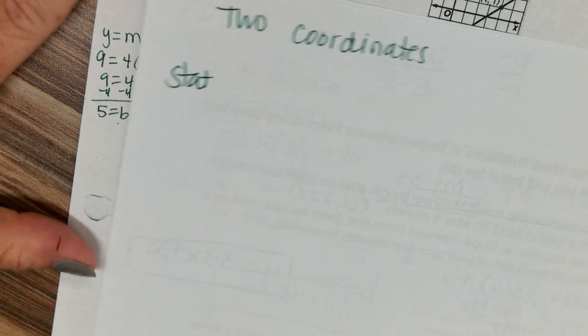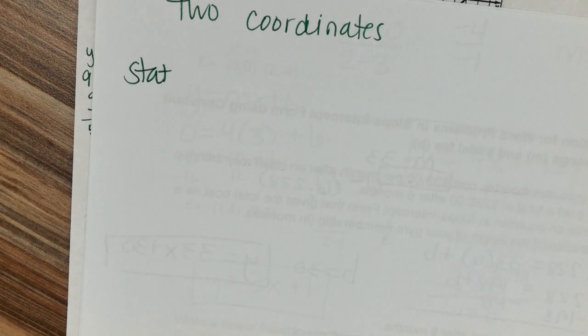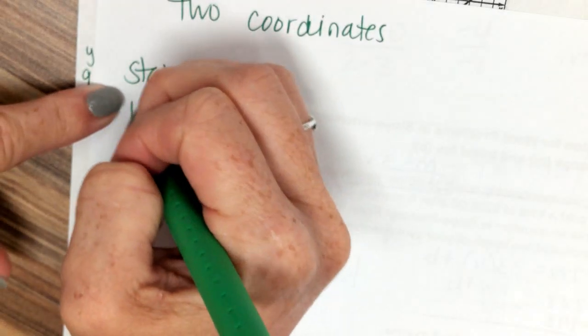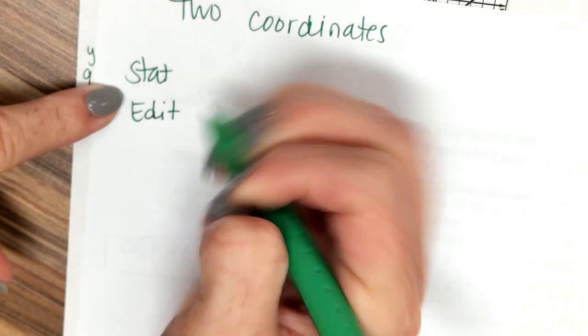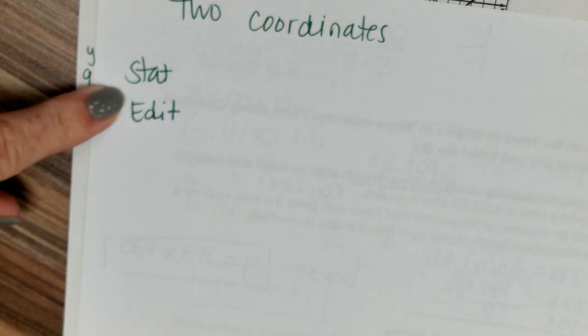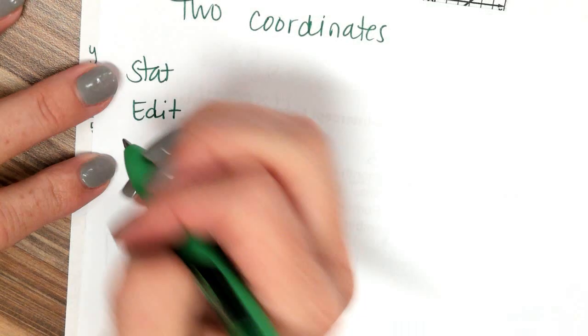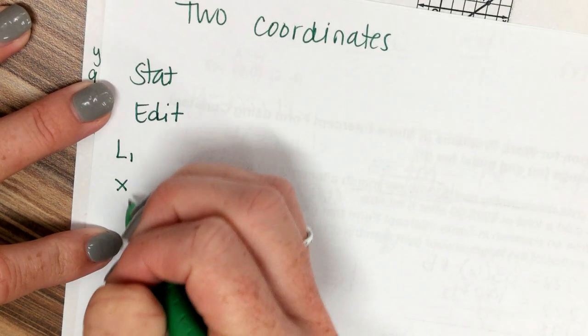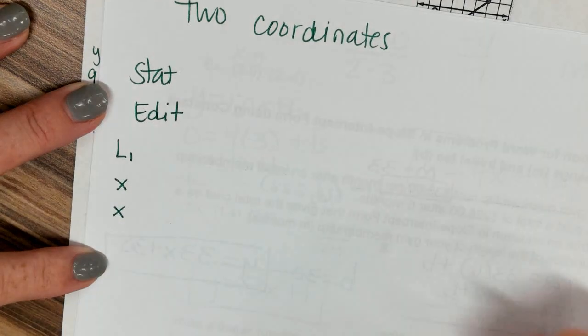The stat button allows you to input coordinates or tables into it. You need at least 2 coordinates. You're going to go to stat, and then you're going to choose option 1, which is called edit. Write the steps down first, guys, and then we'll go put it in our calculator. The L1 is called list 1. That's where you're going to input your x's. So you're going to put your first x and your second x.